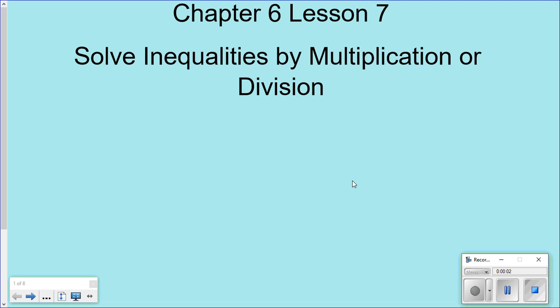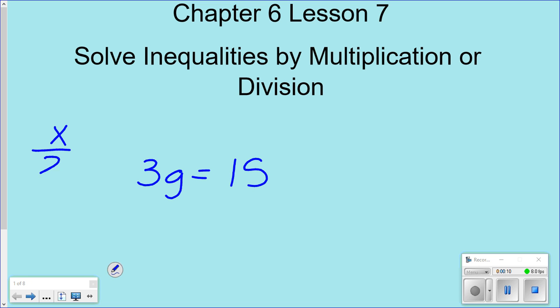A few days ago, probably a good week ago, we had problems that looked like this. And we have problems that look like this. You remember seeing something like that before? Yeah. Okay. If I look at this, this is 3 times g equals 15. How would you solve it? Don't tell me what g is. Tell me what you do to get there.